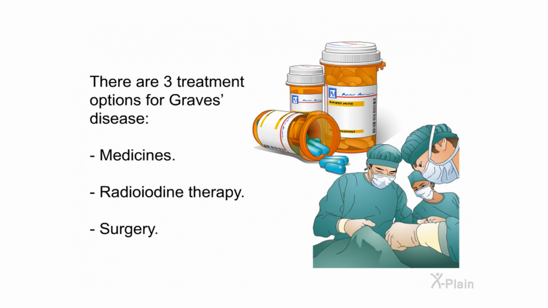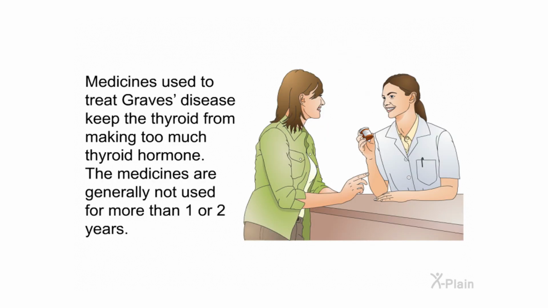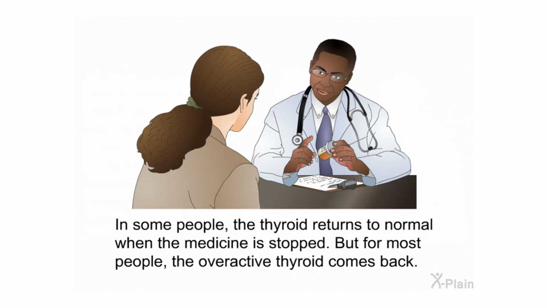There are 3 treatment options for Graves' disease: medicines, radioiodine therapy, surgery. Medicines used to treat Graves' disease keep the thyroid from making too much thyroid hormone. The medicines are generally not used for more than 1 or 2 years. In some people, the thyroid returns to normal when the medicine is stopped, but for most people, the overactive thyroid comes back.